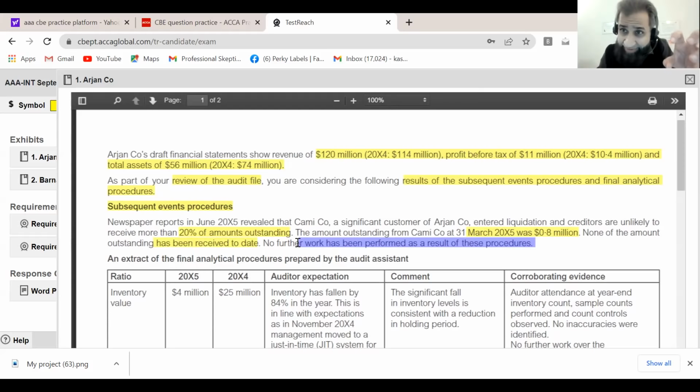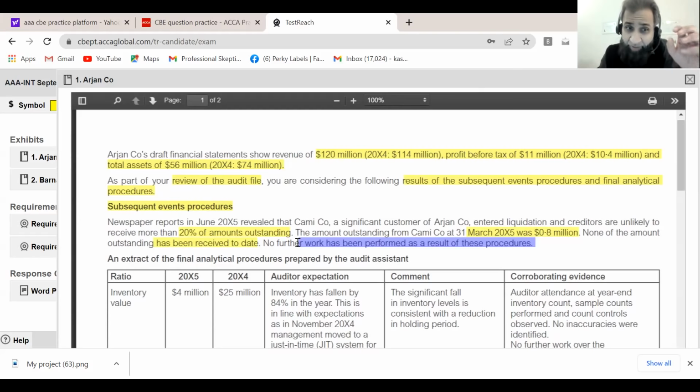Is that inconsistent with your result? Considering it's a significant customer, have we done anything on the bad debts as an auditor? Have we ensured that the management has recognized bad debts? Have we asked management to recognize bad debts? Have we corresponded with the liquidator? Have we corresponded with the administrator of Chemi Company asking by when the amount will be received? Have we reviewed any correspondence between Urgent Company and Chemi Company to ensure the prospects of receiving the 20% amount? Have we done anything like that?